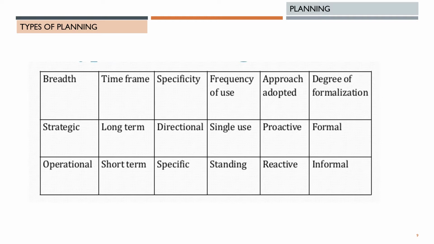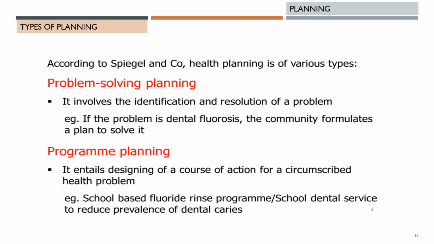When we look at time frame as well as the different types of planning, we can look at the frequency of use and also the approach adopted and the degree of formalization. So strategic planning normally has a long-term time frame and is directional. Normally it is single use, and the approach is proactive and formal. Whereas operational planning is short-term, specific, standing, and more informal.